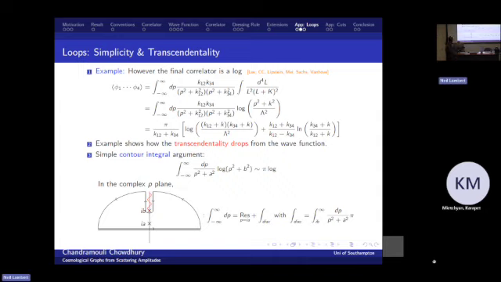And this is what I meant when I said there's a transcendentality drop. So initially you start with functions that have dilogarithms in your wave function coefficients. The de Sitter correlator looks like a logarithm. Again, there's a very simple counter-integral argument why it happens. If I have time, I'll talk about that later on.